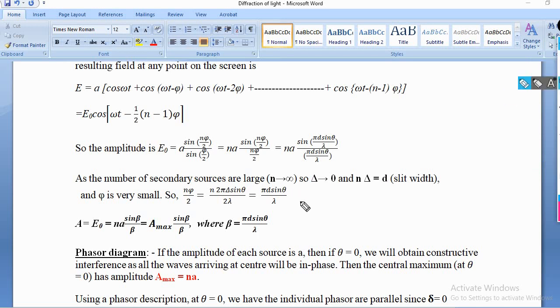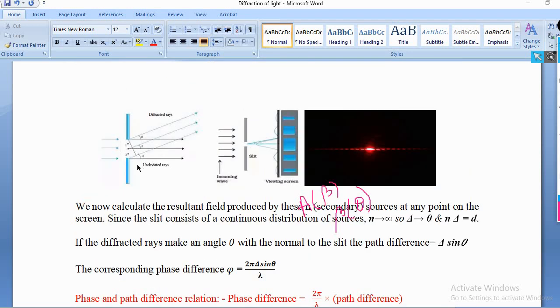So one can represent A as a function of beta. And mind it, remember it, beta is a function of theta. So we are basically thinking about theta. And what is theta? Theta is the angle between the undeviated ray and the deviated ray, or the diffracted ray. So this gives the effect of central maxima and of other maxima and minima. The undeviated ray is the effect of geometrical optics. But the deviated ray or the diffracted ray is the effect of physical optics, when the slit width is very, very small.